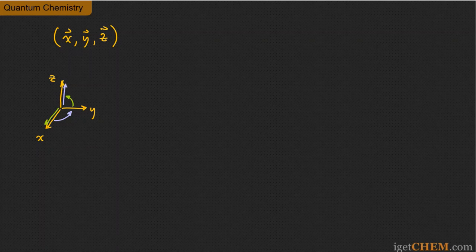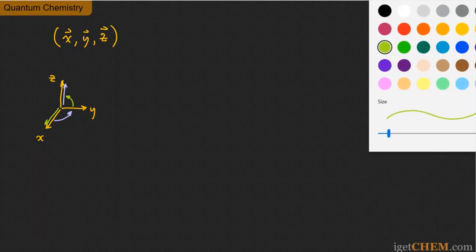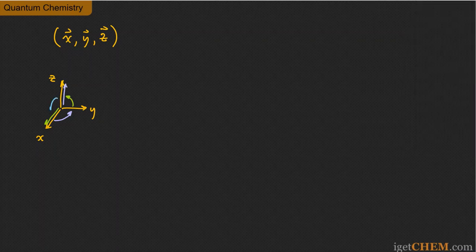And finally, if you cross z and x, then you should get y. So z and x, you should get y. So that's what is meant by a right-handed coordinate system. So basically, x cross y gives z, crossing y and z gives x, and crossing z and x gives y.